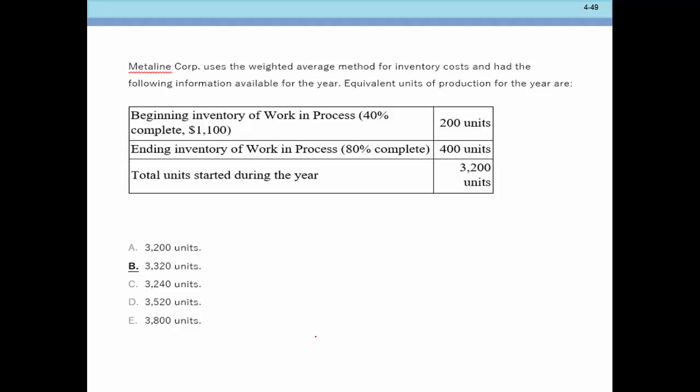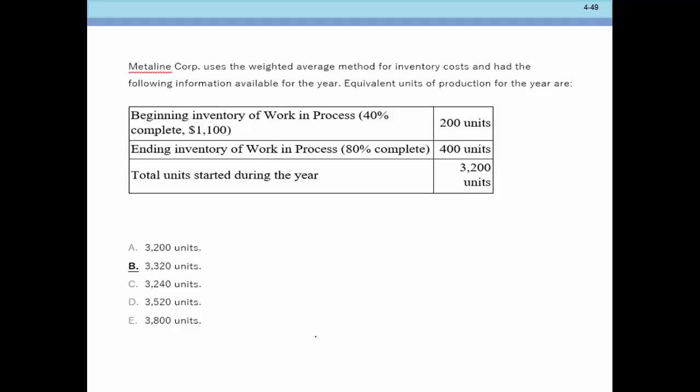Okay, so 3,320. Okay, good. Good job. Okay, any question on that one? Okay, so that was pretty much that process that we talked about where they don't tell me the units completed and transferred out. I have to back into it, right? Okay, good.